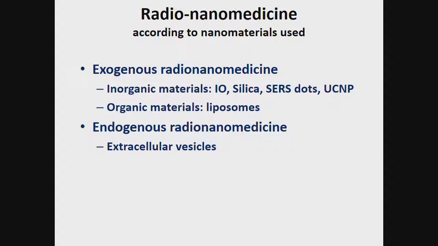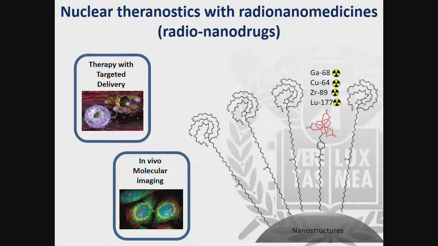That's the size issue. And regarding the materials, because we are using nanomaterials, we can use exogenous radiolabeled nanomaterials, inorganic ones such as iron oxide, or organic materials and traditionally liposomes. Recently, there has been a boom of the endogenous ones, extracellular vesicles, which are often called microvesicles or exosomes. Exosomes are quite a familiar term. So if we label those nanostructures, nanomaterials, or nanoparticles with radionuclides, then we can do nuclear theranostics with radio nanomedicines. Let me talk about that later.